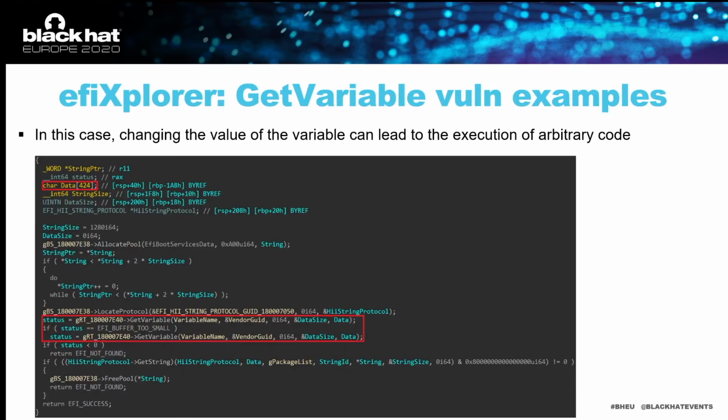This is an example of what could possibly happen. Well, not quite possibly. Sometimes this is what actually happens in the firmware, like in this case. There is a data variable, statically sized data on a stack, and there are two get variable calls. One of them tries to get the value of the environment variable, then checks whether EFI buffer too small is returned, but then it never checks that the updated data size is actually smaller than the actual amount of data allocated on the stack for the data variable. If this variable is controlled by an attacker, then this is going to be a very straightforward buffer overflow.